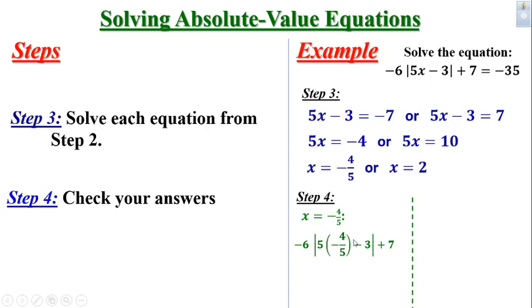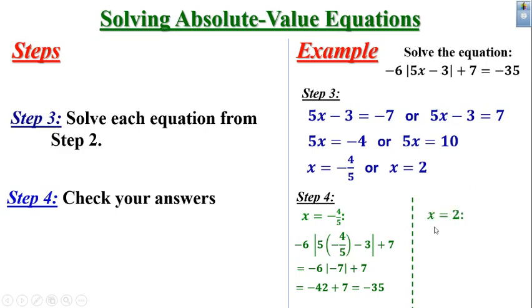And we just use our calculators, or you can do it by hand. 5 times -4/5 is -4 plus -3 is -7, and the absolute value of -7 is 7. 7 times -6 is -42, plus 7 is -35. So that works out to be the same thing as what's on the right side of the equation.